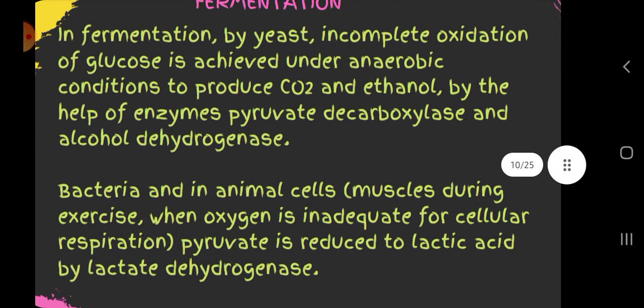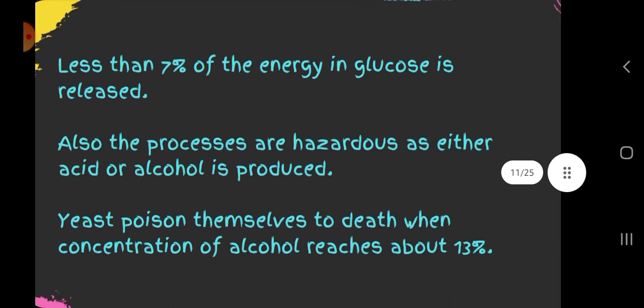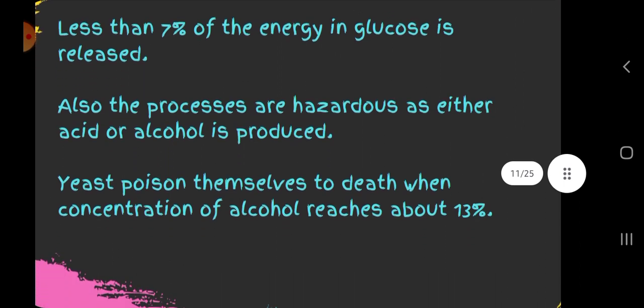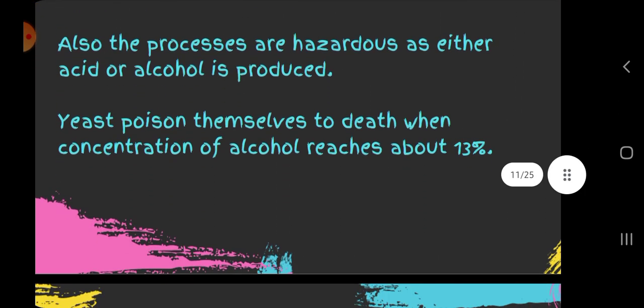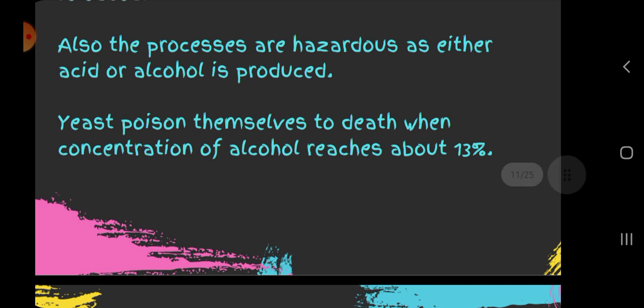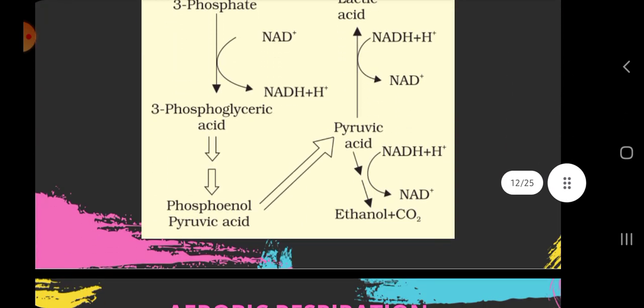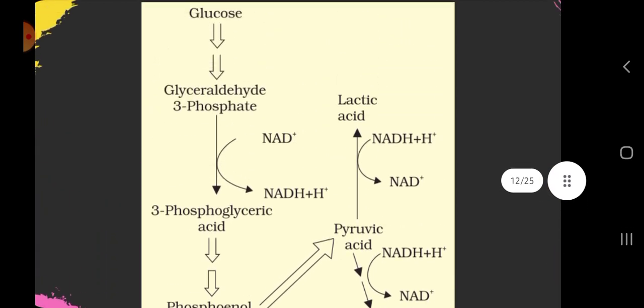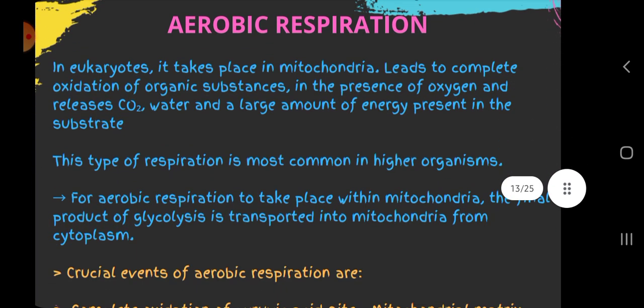Then fermentation. In fermentation by yeast, incomplete oxidation of glucose is achieved under anaerobic condition to produce CO2 and ethanol with the help of enzymes pyruvate decarboxylase and alcohol dehydrogenase. Less than 7% of the energy in glucose is released. Also, the processes are hazardous as either acid or alcohol is produced. Then aerobic respiration.